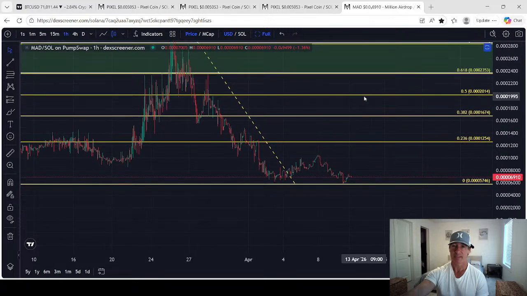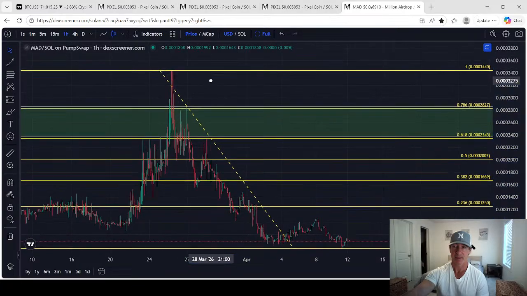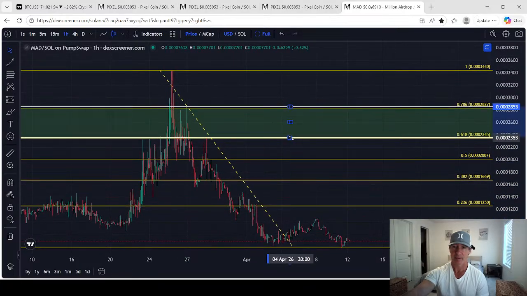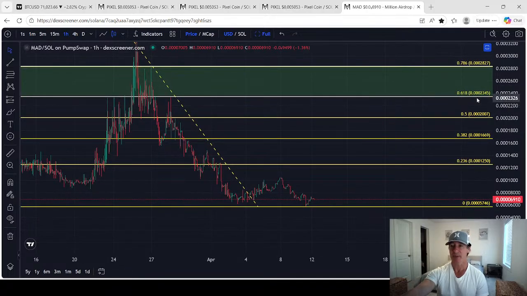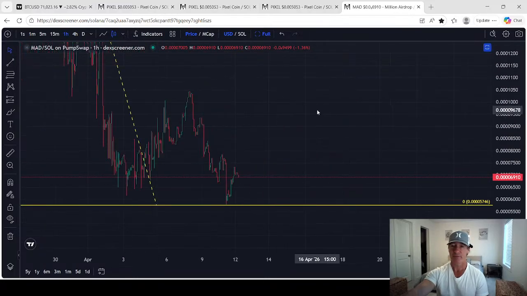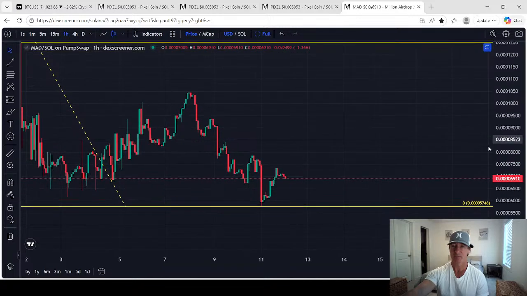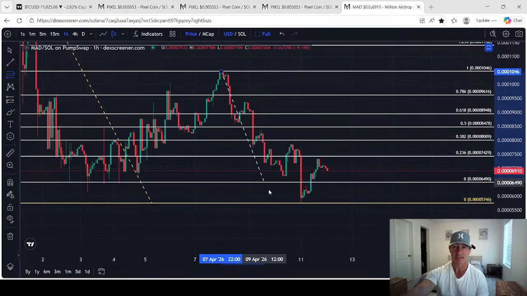So from this is like the high up here that it was at. From the high. Where we bounced at. This is the major level, 0.618 at 0.0002345, and the 786 is at 0.0002827. Now we want to see what have you done for me lately. I want to get the current levels. So you would go from this top to this low.